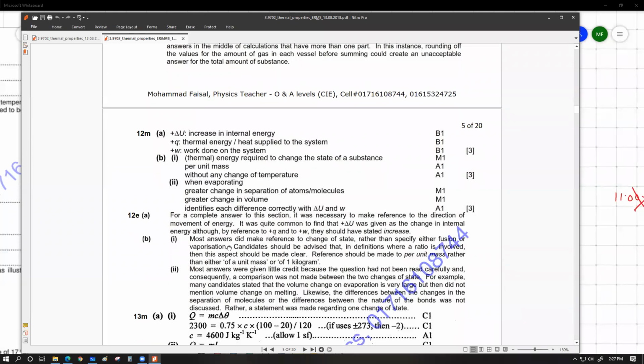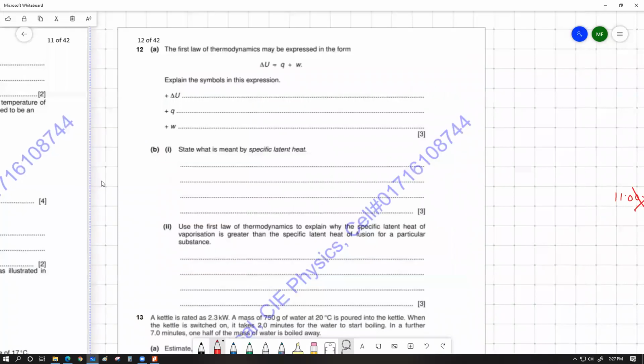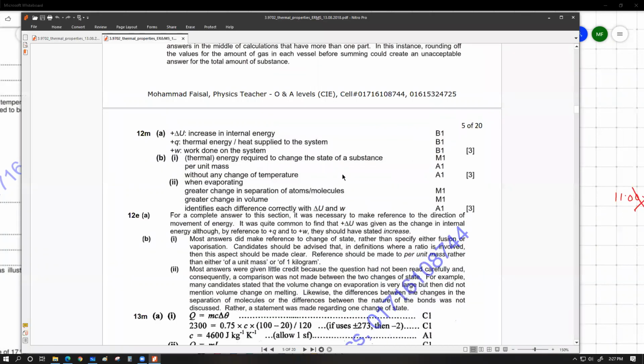If we look at the examiner's report, most answers did not make reference to change of state rather than specify either fusion or vaporization. So the examiners were looking for change of state for a more general expression, not the exclusive word melting or vaporization, because they have only used the term specific latent heat. They didn't say specific latent heat of vaporization or fusion. So other than writing a single word referring to either the change of solid to liquid or liquid to gas exclusively, the examiners appreciated if you made it a bit more general and wrote it in terms of change the state of substance. Then comes per unit mass and without the change of temperature.